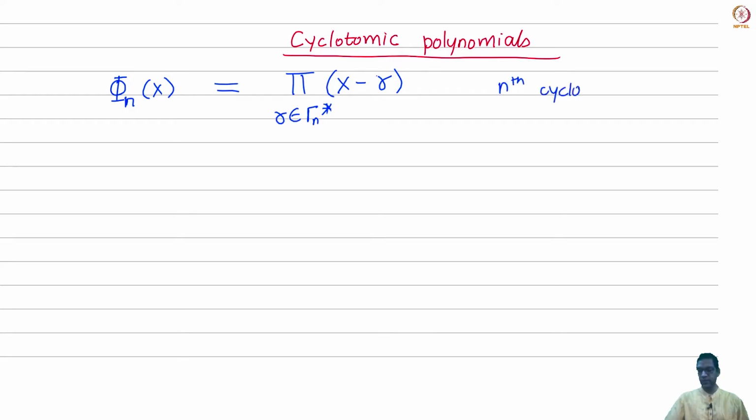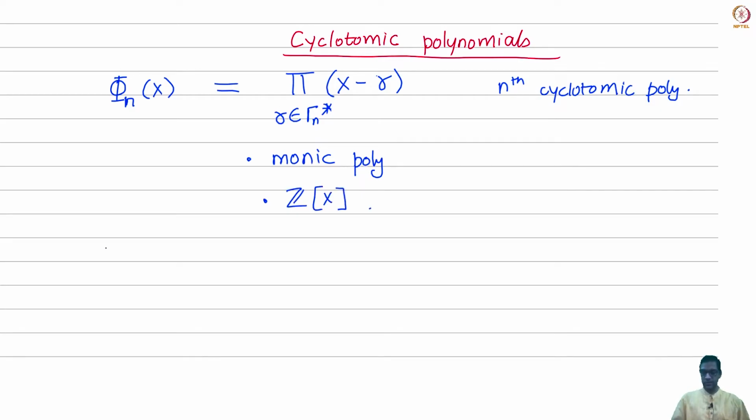So recall we have shown the following. If I take capital Φ_n(x) to be the product of the primitive nth roots of unity, okay, so look back on the last lecture for the notation, so these are the primitive, γ_n*, the primitive nth roots of unity, we call this the nth cyclotomic polynomial. And what we have shown so far is that this is a monic polynomial with coefficients in Z.